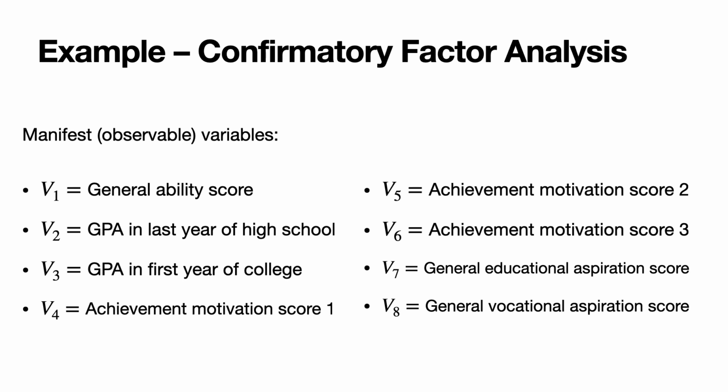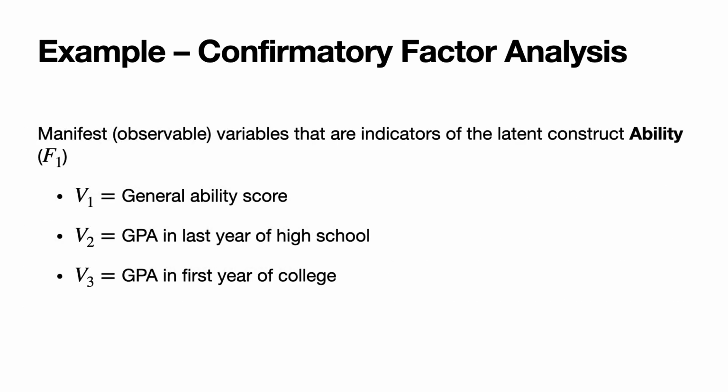V1 represents a general ability score. V2 is the student's GPA in the last year of high school. V3 is their GPA in the first year of college. V4, V5, and V6 are achievement motivation scores 1, 2, and 3 respectively. V7 represents a general educational aspiration score. And finally, V8 is a general vocational aspiration score. Next, we need to identify which factors each of the manifest variables is associated with.